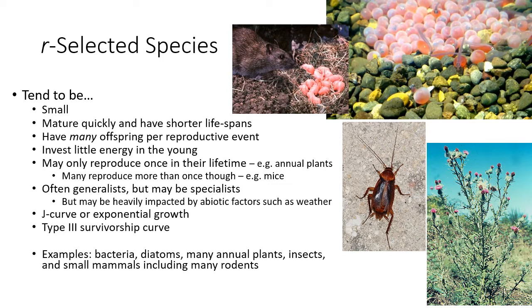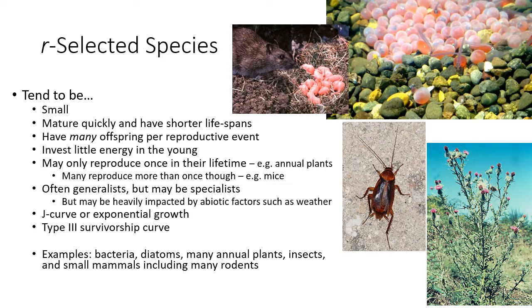Some of them live so short that they only reproduce once during their life, and they have lots and lots of offspring during that one reproductive event. Some of them can have multiple reproductive events and have multiple offspring per each one. Okay, an example of the latter would be a mouse.